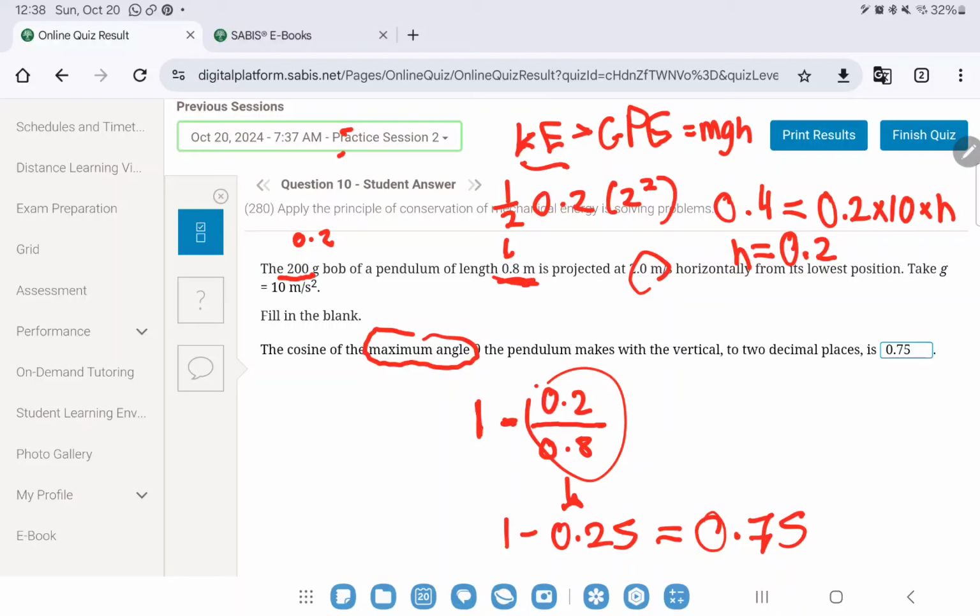So this is the cosine of the maximum angle. If they asked you what is the maximum angle, you'd have to do cosine inverse of 0.75, which is just shift cosine on your calculator, 0.75, which gives 41.4 degrees. But forget this for now because they didn't ask it in the question, and I am almost 100% sure nothing like this is going to come in our exam, but just in case, know how to do it. Next question.